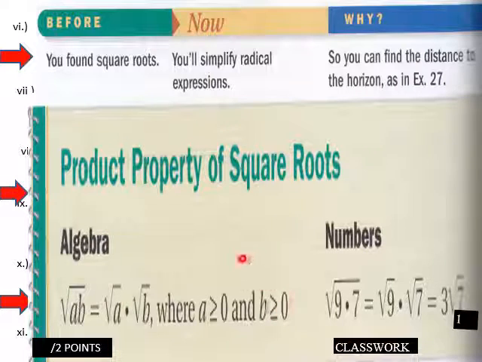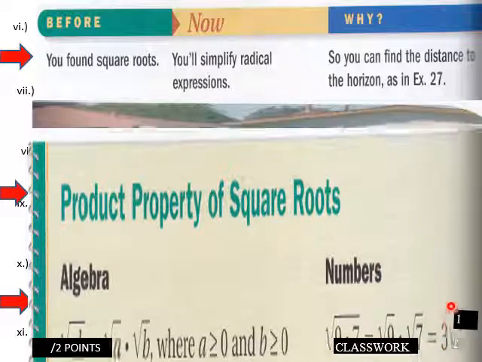This is a great little note here, and this is your classwork sheet, students, page 1. Algebra: radical AB equals radical A times radical B. And you have those limitations. Say, for example, radical 9 times radical 7. We have 3 times radical 7. This would be the square root of 63. Could be factored like this.